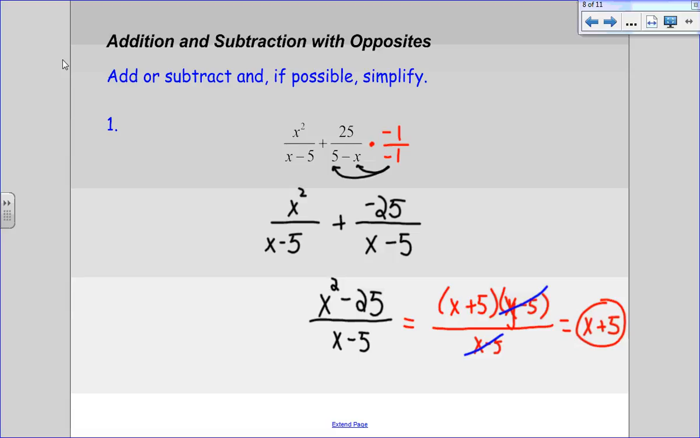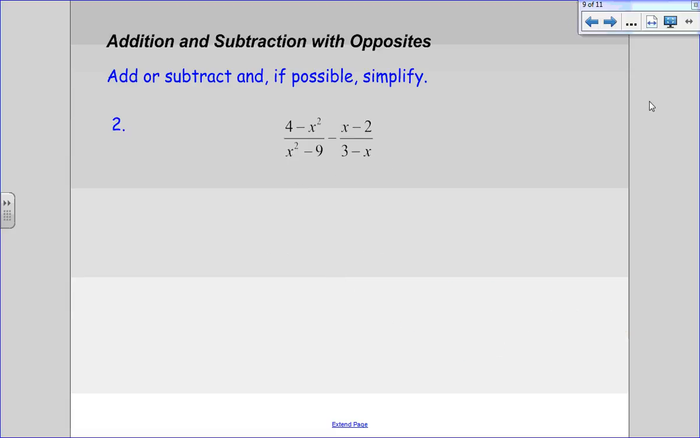Let's look at one more example together. This one's a bit more involved. Here, again, it's a subtraction problem, and our denominators are not the same. So what I'm going to do is factor my left denominator of x squared minus 9, and then I'll look at my right denominator as well. So let's do our first step. Keep the numerator the same, and let's factor this denominator into x plus 3 and x minus 3.